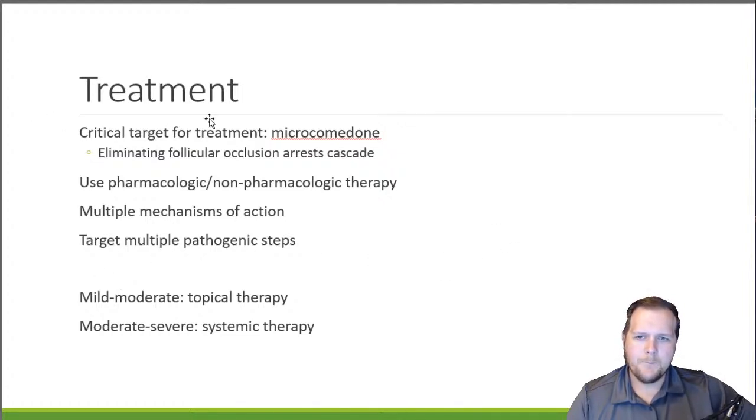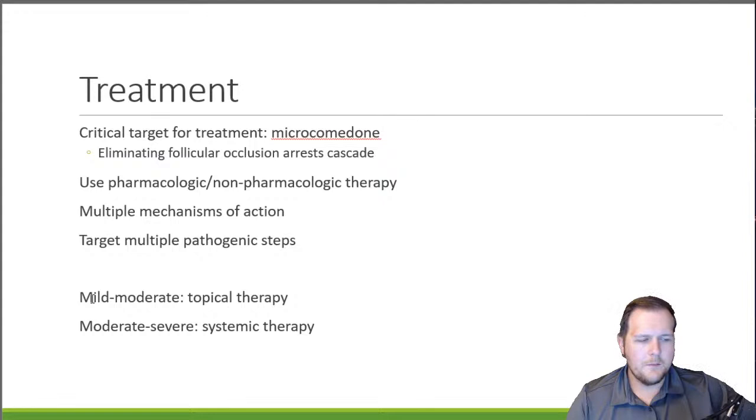So what we're going to look at is trying to eliminate that follicular occlusion. That's the main thing we're going to focus on. If we can prevent that from occurring, then we can prevent all those other steps from happening as well. And so, of course, we're going to be using combinations of pharmacologic and non-pharmacologic therapy, making sure we're utilizing multiple mechanisms of action to be synergistic with one another. That's really the big thing to focus on: looking for active synergy amongst our various medications, and if we can, targeting multiple steps along that pathogenic pathway. I'll talk about that in a moment.